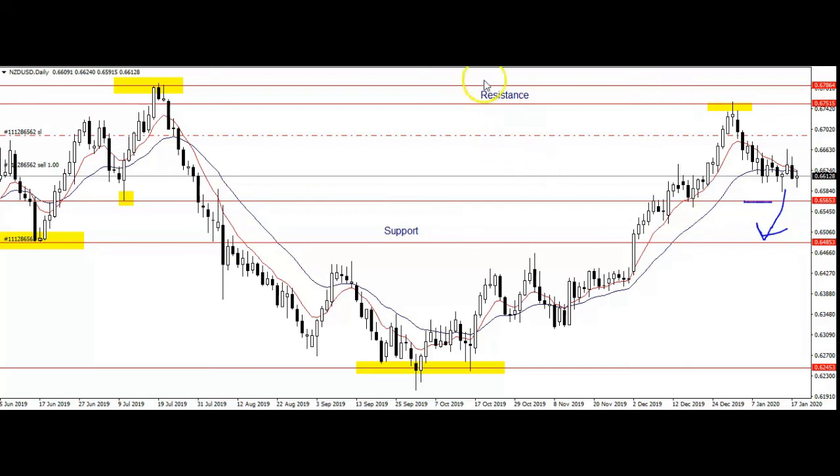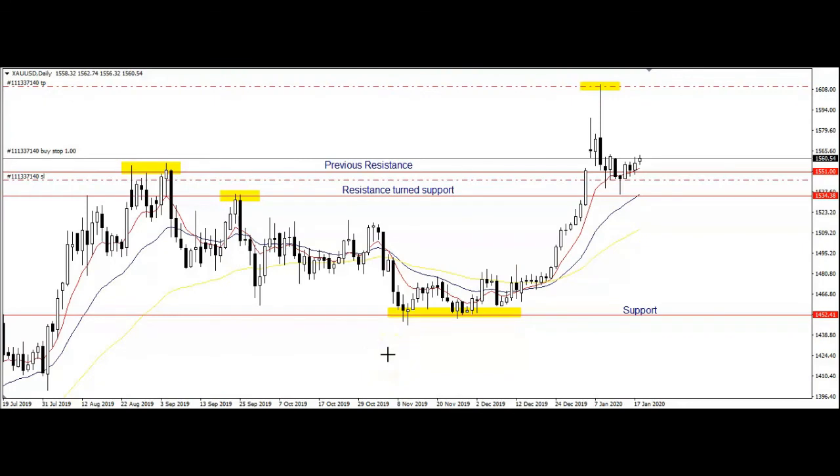But for now, with the advent of this bearish pin bar that has formed on the daily chart, that holds us in good stead that we are on the right side of the trade. Time will tell, of course, but that is my bias on the New Zealand US dollar. Thanks.